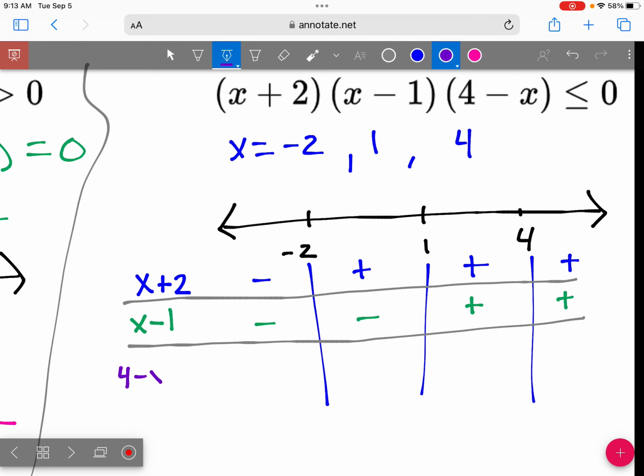4 minus x. So if we're subtracting a number bigger than -2, or sorry, -2 or less, from over here, will it be positive? It is positive. 4 minus something here, positive. 4 minus something here. Positive. And 4 minus something bigger than 4. Negative.